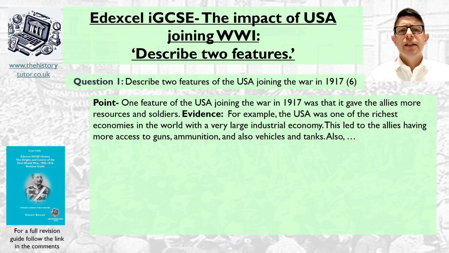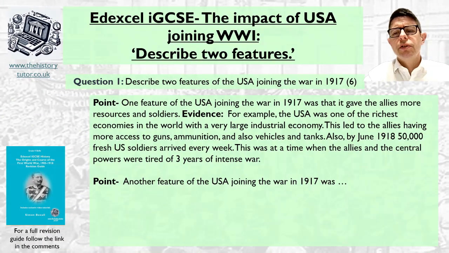So I'm not going to put a lot of facts in there, but there's some good understanding. So let's give something now with some facts to show that there were soldiers and resources coming along every single week. Pause now and give some more facts. And I said, also by June 1918, 50,000 fresh US soldiers arrived every week. This was at a time when the Allies and Central Powers were tired of 3 years of intense war, so it was a crucial time when they're joining. Really helpful. Let's make our second point then, the desperation of Germany to win.